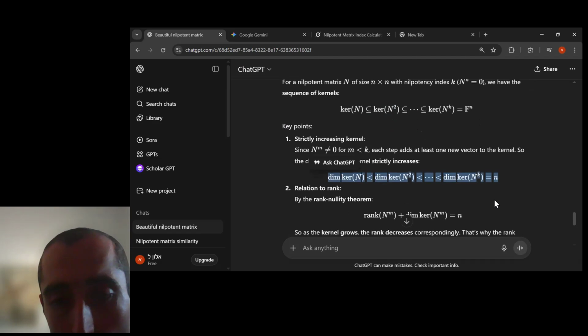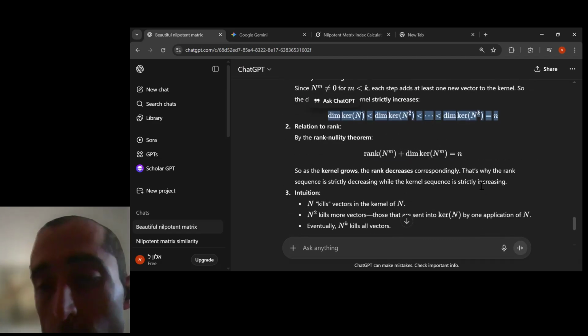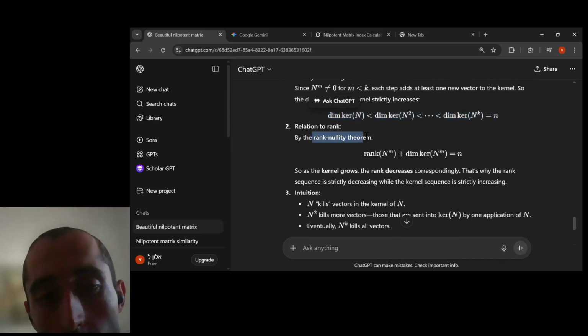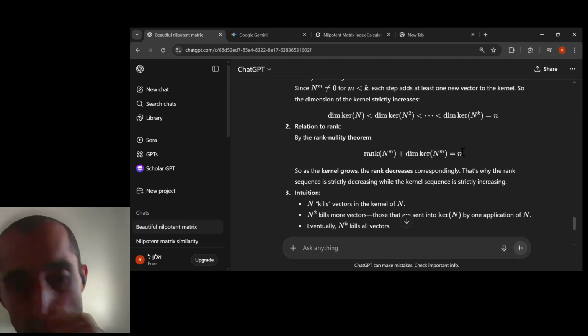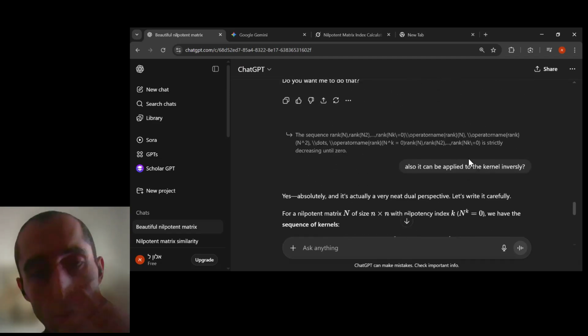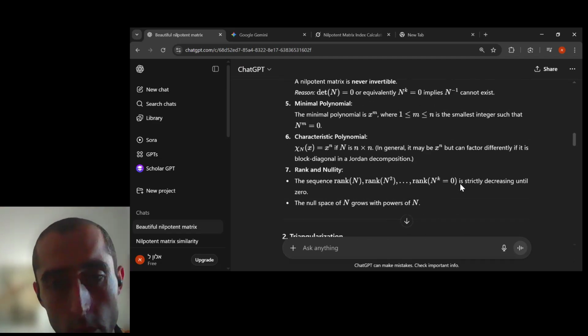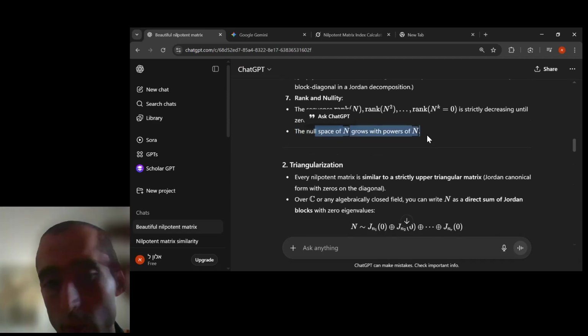This is very important. The dimensions of the kernels just keep getting bigger and bigger, while for the rank, it's getting lower and lower. Don't forget the rank-nullity theorem, which states that if you take the dimension of the rank and the dimension of the kernel, you will get n. This is important. This also tells you why this one is true and this one is not. The null space grows with the power of N, as we said for the kernel.